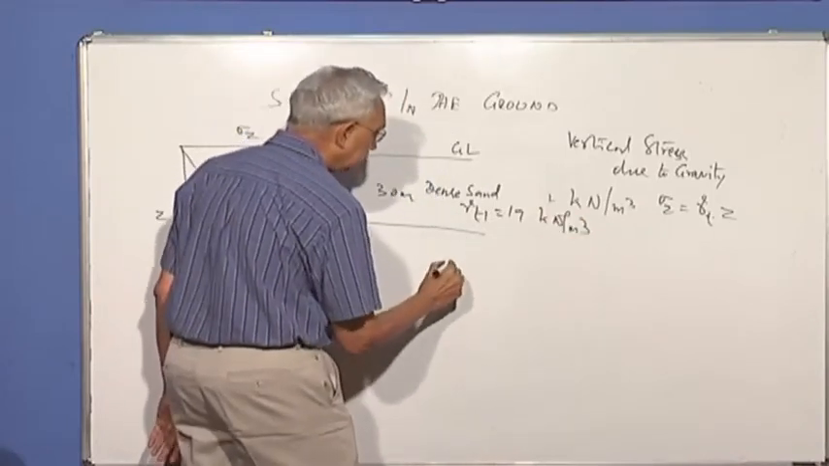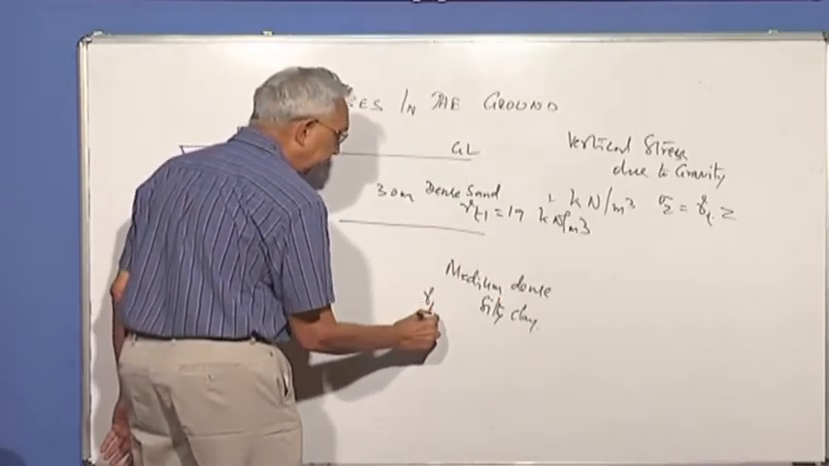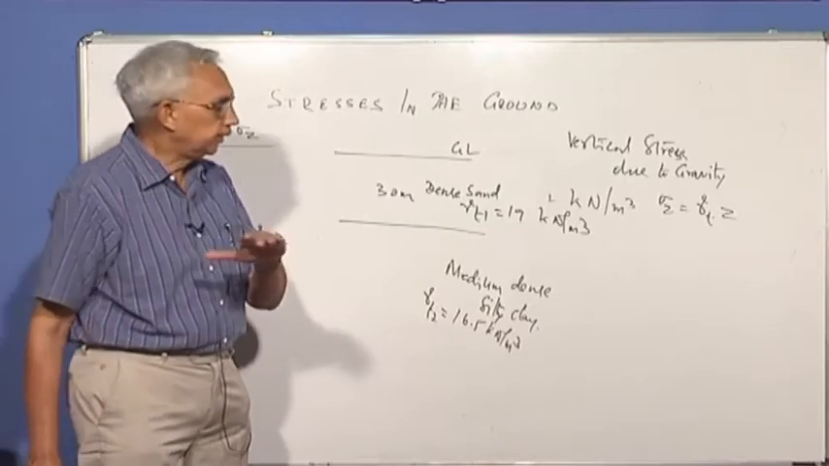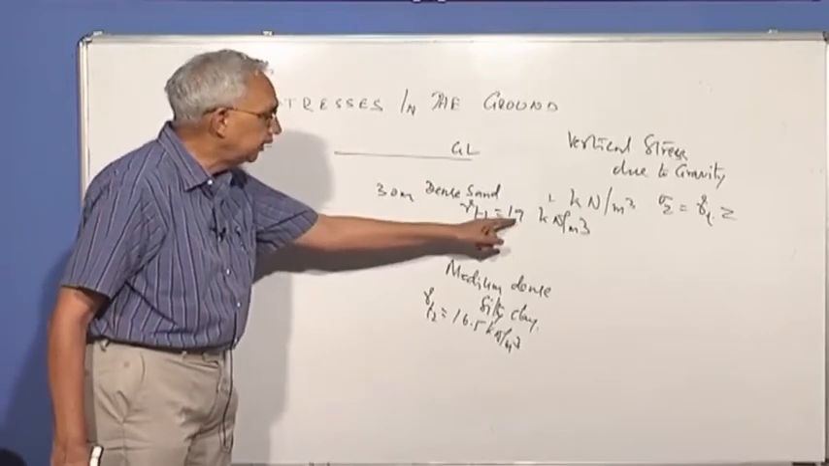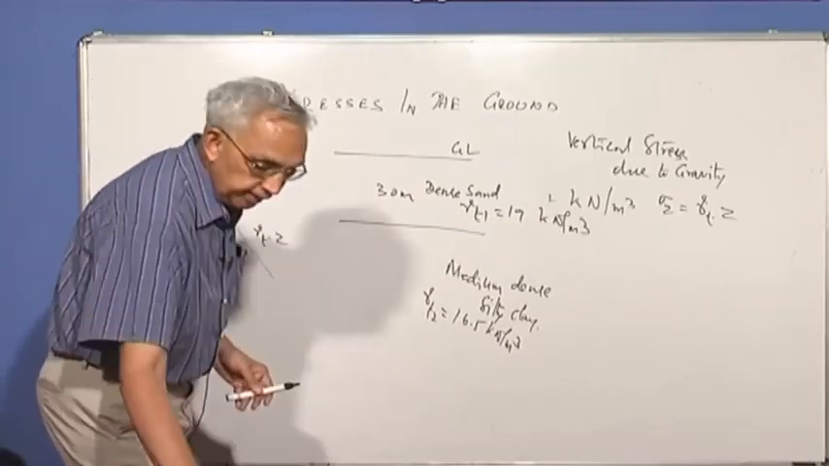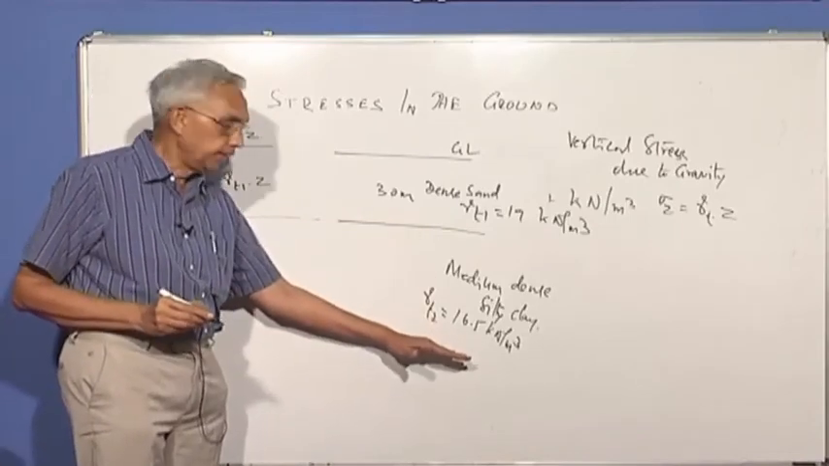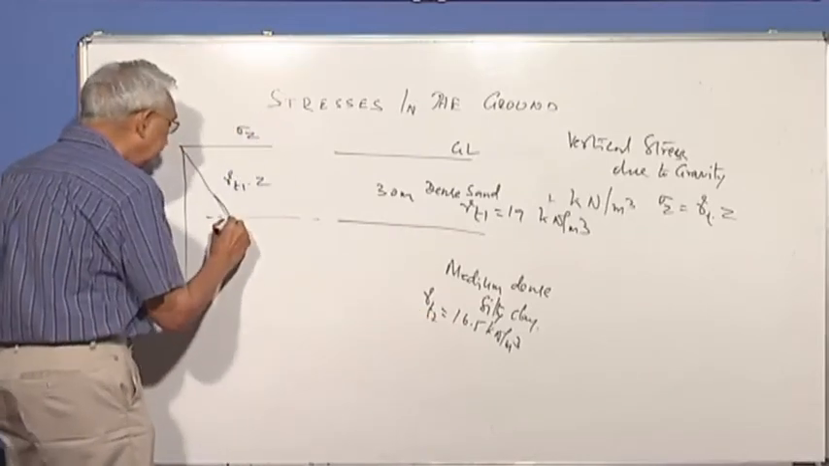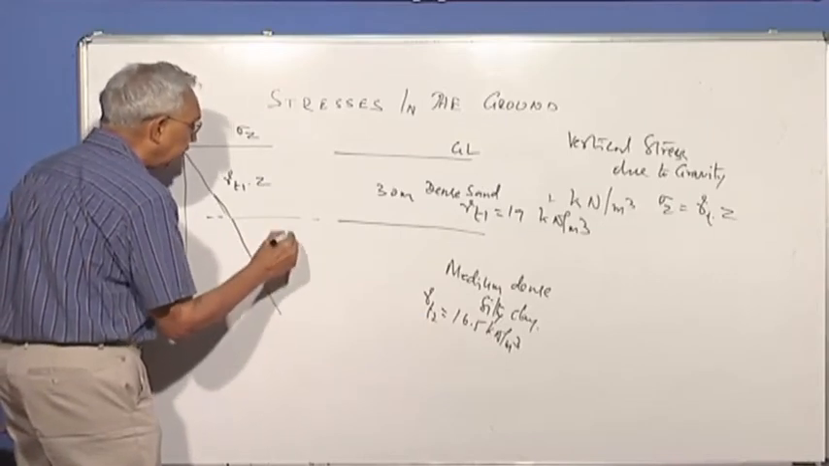And below that is something like medium dense silty clay, whose unit weight gamma T2 is only 16.5 kilonewtons per meter cube. They are different soils. So as far as the stresses in the top layer are concerned, they will increase at the rate of 19 kilonewtons per meter cube. But once you reach the interface, what is the unit weight? It is not 19, but 16.5. So the slope changes slightly, and the unit weight here is gamma T2 into whatever is the depth.